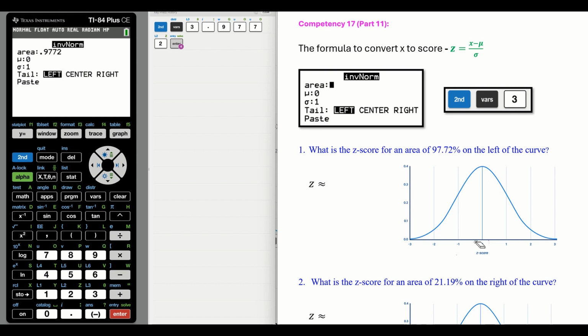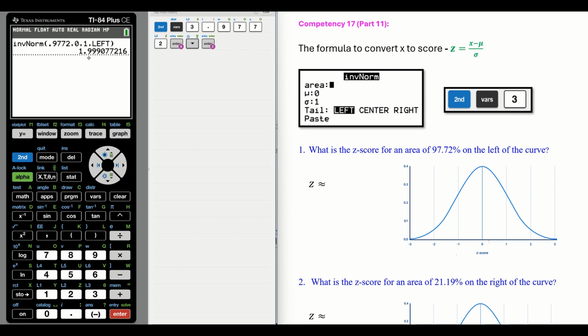It's going to tell us. It says left of curve. We already have that done. Oh, I forget. You've got to arrow down and then enter again. 1.99. That is rounded, so that means our z-score is actually close to just 2. And that would be the z-score here.